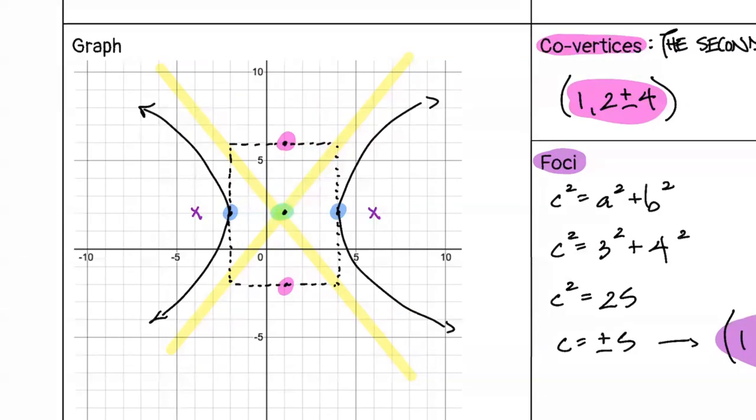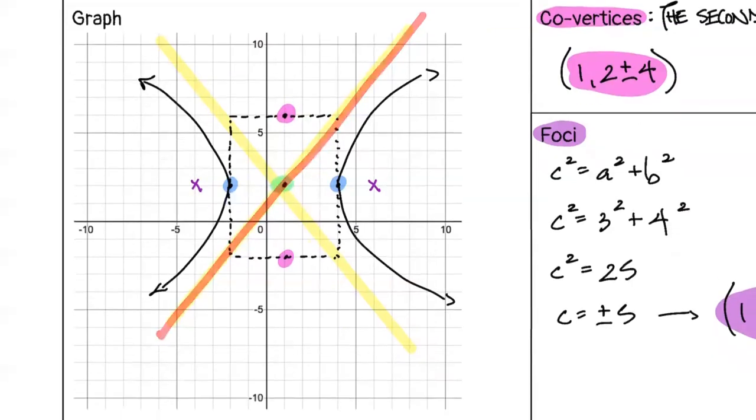So Ellie, if we count that, we start here. We're going to go up 1, 2, 3, 4. And then how far do we go over to get to the corner of the box? We're going to go 1, 2, 3. So our slope is going to be, for this line, positive 4/3. Does that make sense? Yeah, thank you. Cool. All right.